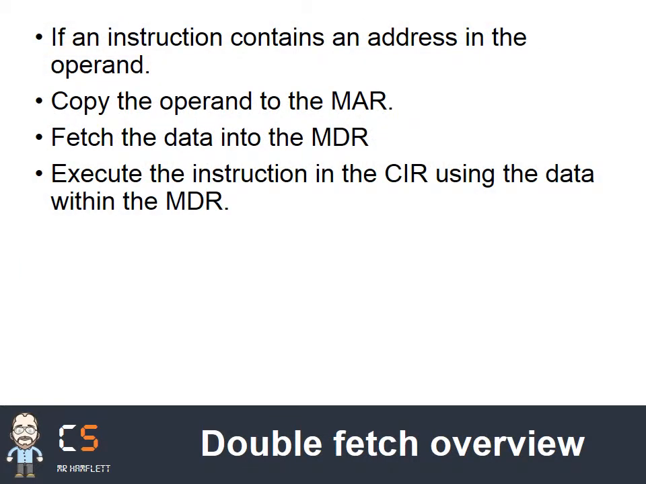So in order to do a double fetch, if an instruction contains a memory address in the operand, then I'll need to do an additional fetch. Okay, if it's got data in the operand, we don't need to do that. In order to do a double fetch, the operand, which contains an address, will be copied to the memory address register. We then fetch the data into the MDR, and then finally the instruction can execute with both the CIR and the MDR.